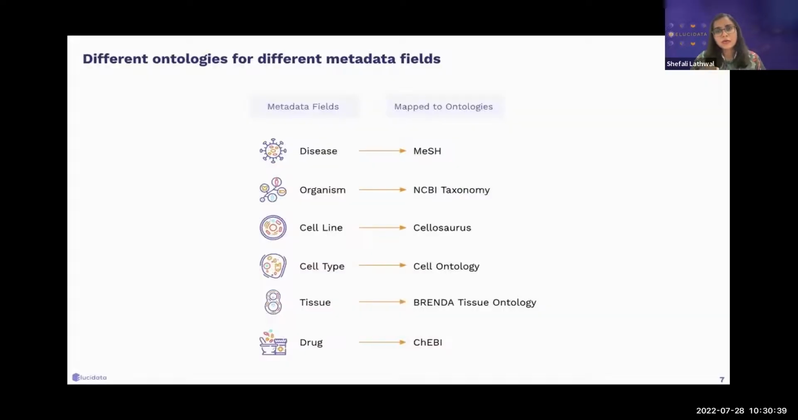And we've done this sort of metadata harmonization, not just for disease, but for several different metadata fields. And we use different ontologies for different types of metadata. And I'm showing a few that we use currently. We use MeSH for diseases. We use NCBI taxonomy, Cellosaurus, cell ontology, Brenda tissue ontology, and chemical entities of biological interest ontology, and several others as well.